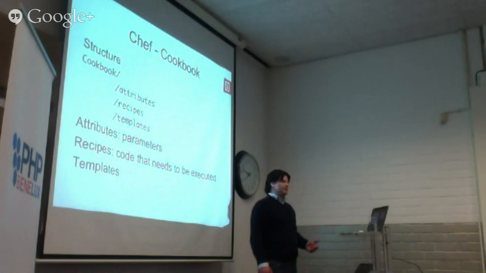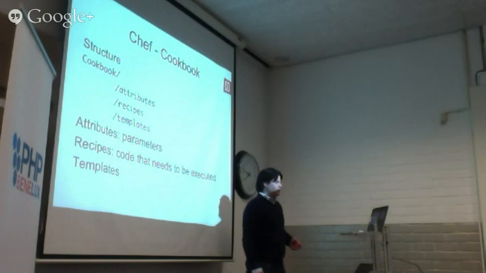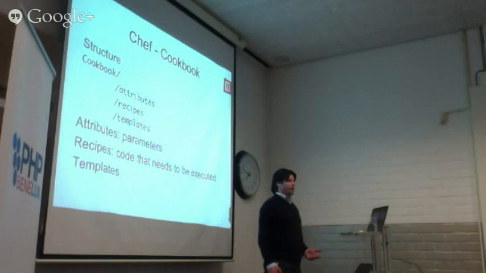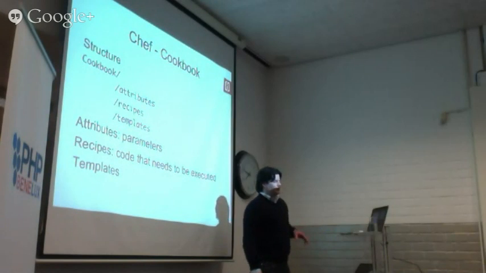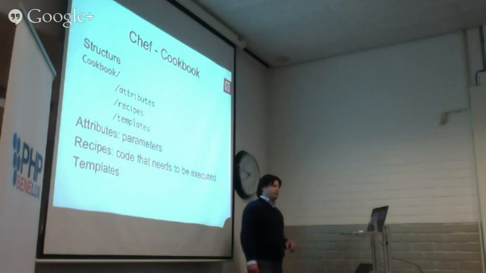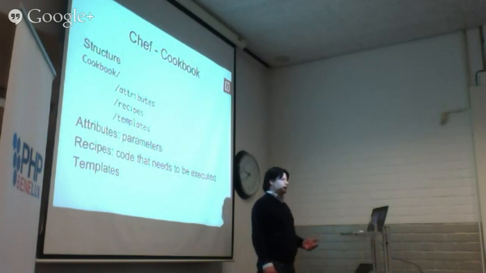So how does a cookbook look? Well, a cookbook has a predictable structure. The basic structure of a cookbook is a single folder, named after the cookbook you're going to be installing. For instance, the Apache cookbook will be called apache. Inside a cookbook, you have three main folders: the attributes folder, the recipes folder, and the templates folder. So what are those folders?